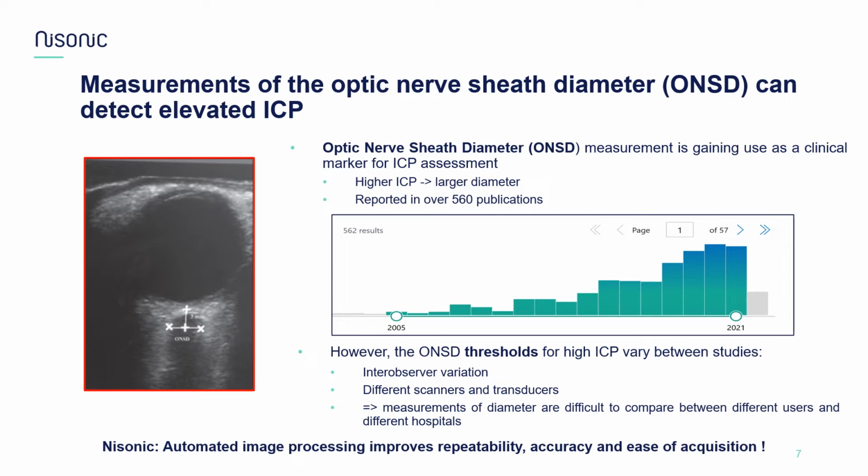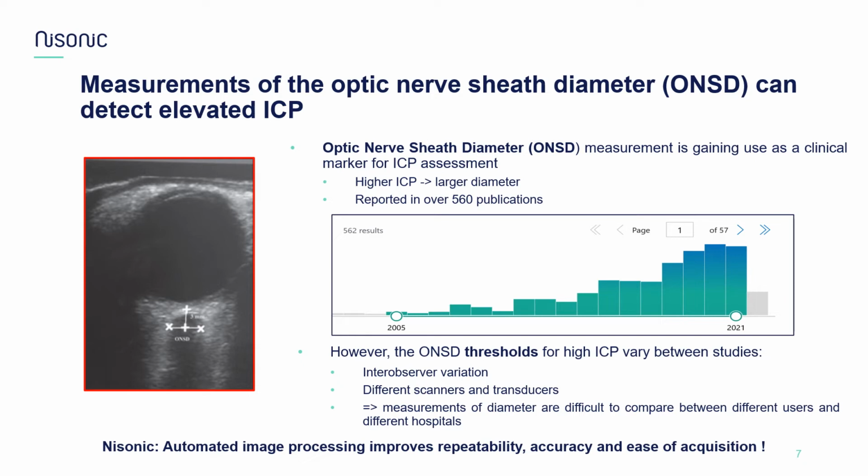This variation on ONSD measurements may be due to individual preferences on how to perform the diameter measurements. It can be caused by different transducers and machines giving varying image quality, and there might be anatomical variations. Still, the clinical value of ONSD is that it can be used as a non-invasive marker for separating between normal ICP and raised ICP patients, and furthermore to see how the ICP is changing over time for a given patient.